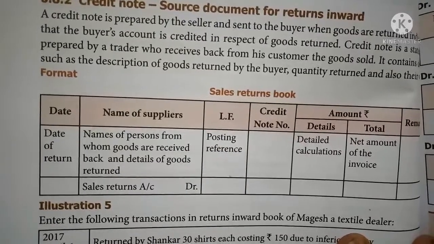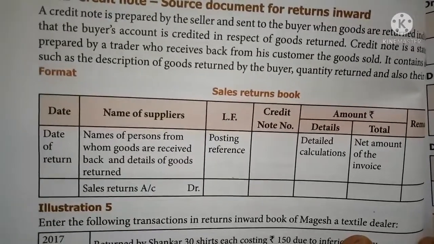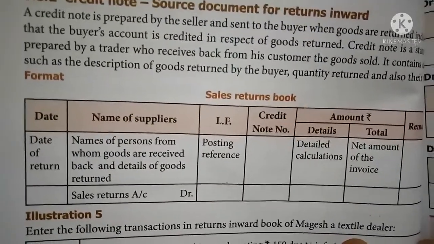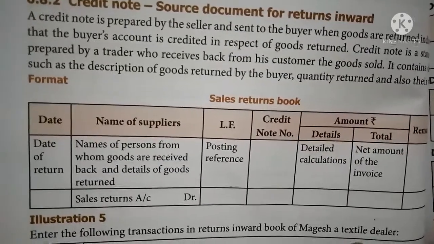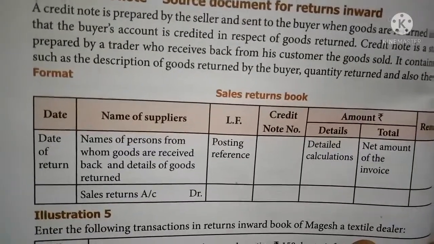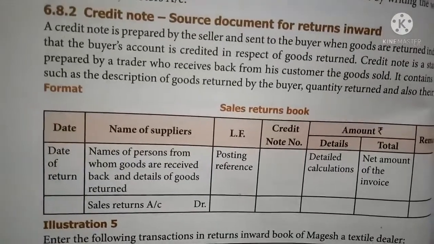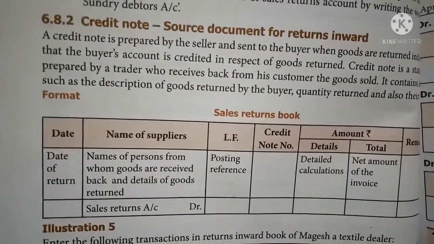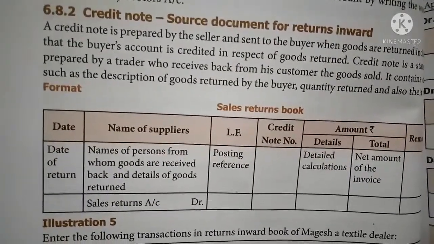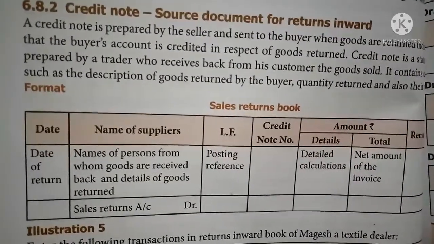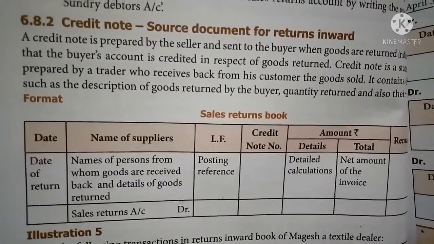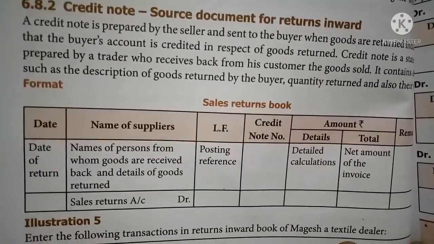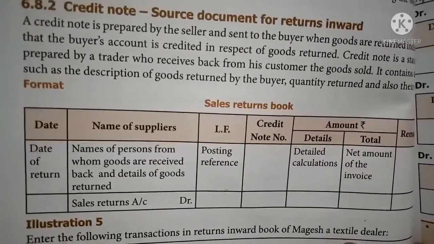That is date, name of the customer, not supplier, name of the customer, ledger folio LF, credit note number, and amount 2 column, detail and total, and then remarks column. So these are the necessary columns for sales returns book. With that, we conclude this video. Students, you can go through all the points which are taught in this video, and you can go through all the 4 specimens thoroughly, and it helps you to solve the problems in this chapter.